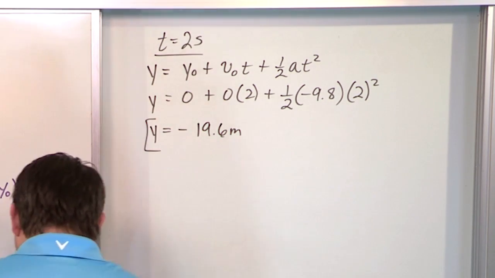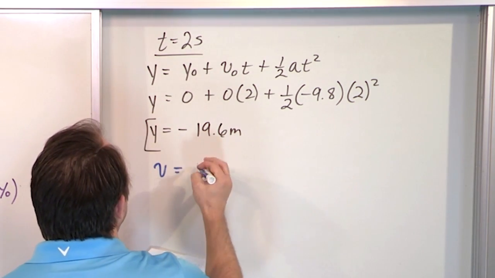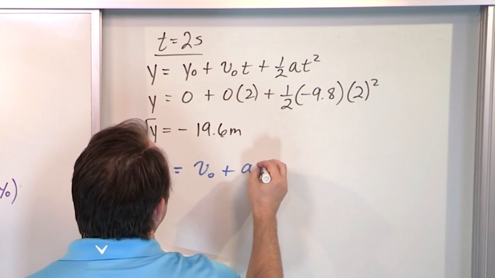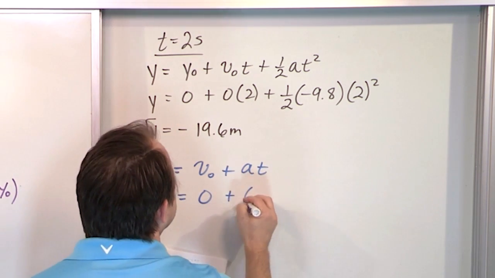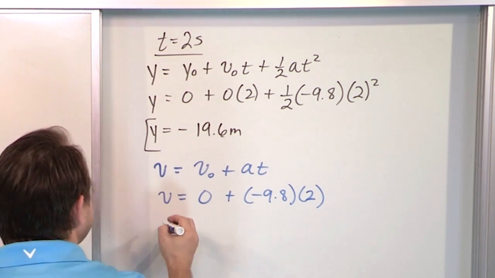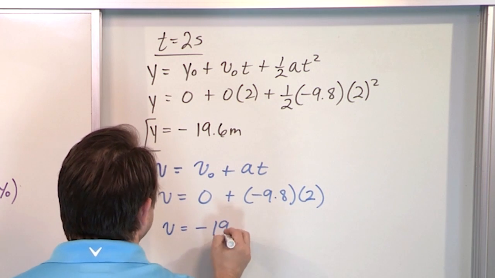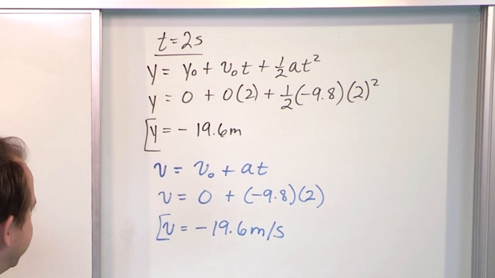And then, in order to find the velocity, v is equal to v naught plus a times t. So the velocity is initial velocity of 0 plus negative 9.8 times 2 seconds. And so what are you going to get? Negative 19.6 meters per second. That's your velocity after 2 seconds.